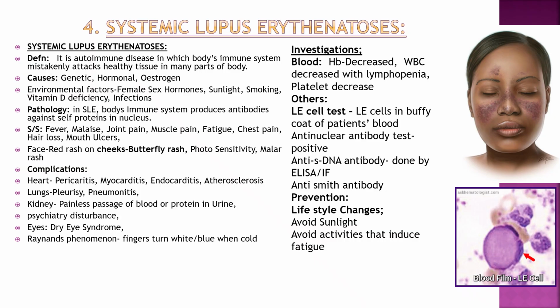Investigation: blood hemoglobin decreased, WBC decreased with lymphopenia, platelets decreased. LE cell test can be done. It is the LE cell seen in the buffy coat of patients. In this picture you can see it. Then anti-nuclear antibody test positive, anti-dsDNA test by ELISA or immunofluorescence positive, anti-Smith antibody test. Prevention can be lifestyle modifications, avoid sunlight, avoid activities that induce fatigue. In this picture you can see a female with the butterfly rash, that is rash present on the cheeks.